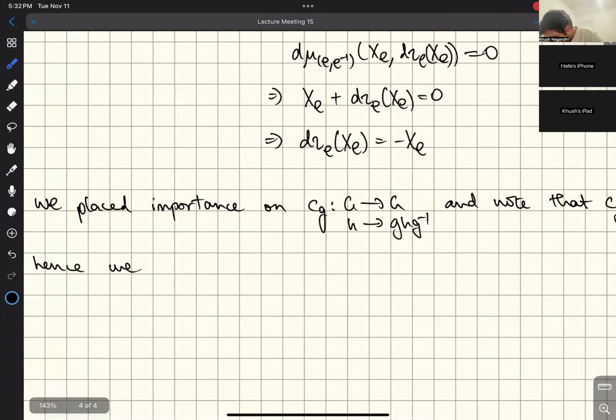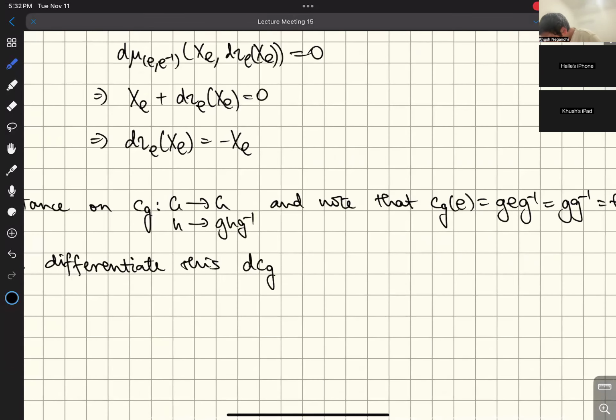Hence, we can differentiate this and get a map from the tangent space at e into the tangent space at e, both at the identity. This tangent space is going to be of utmost importance in our study.